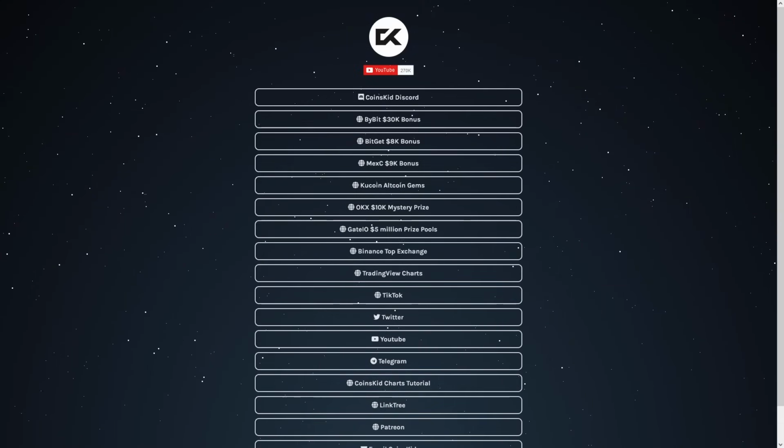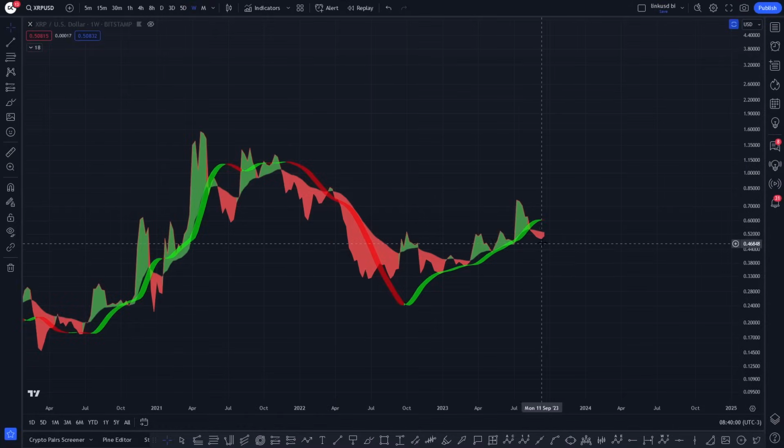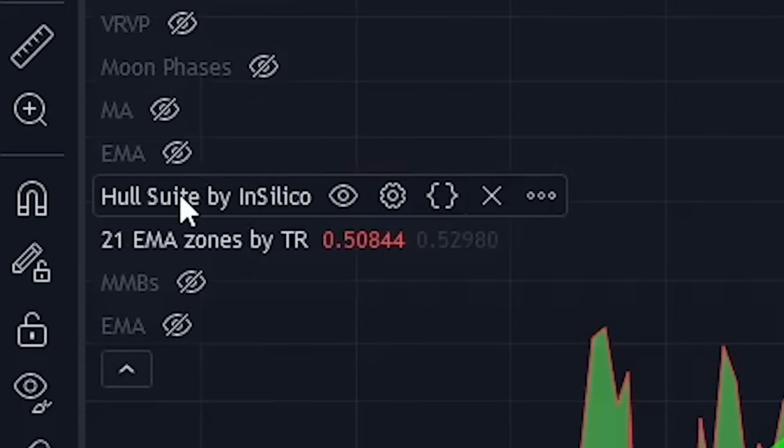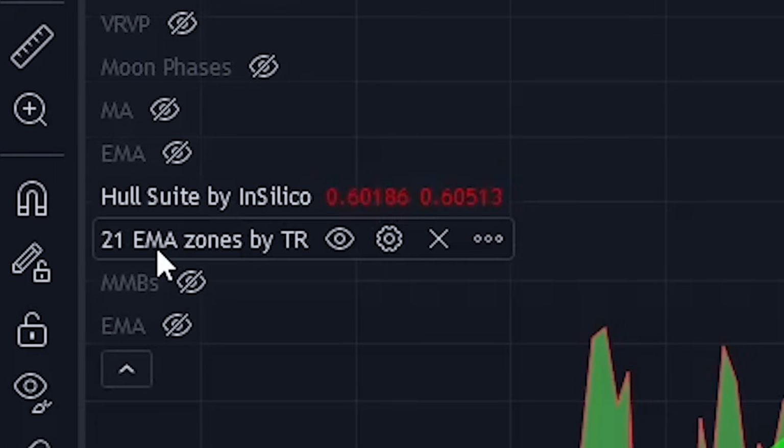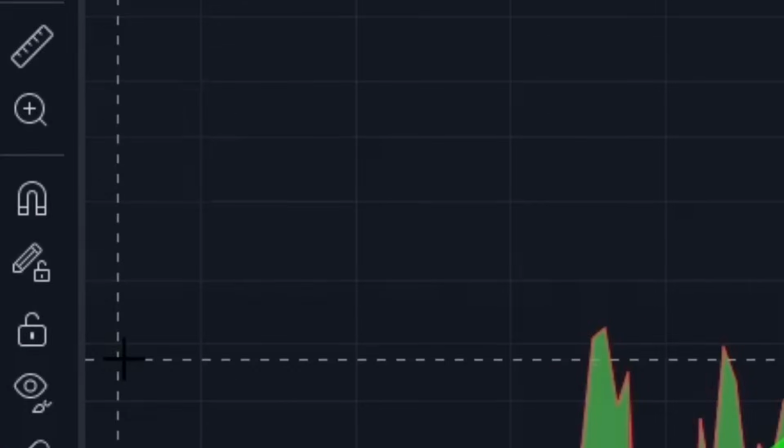So right now let's dive into the XRP video. Look at XRP. Potentially we bottomed on that ABC correction. This particular indicator that I use is a combination of two indicators. This is a weekly time frame. It's called the Horse Sweep by Silico and the 21 EMA zones by TR. Pretty cool indicators, to be fair.